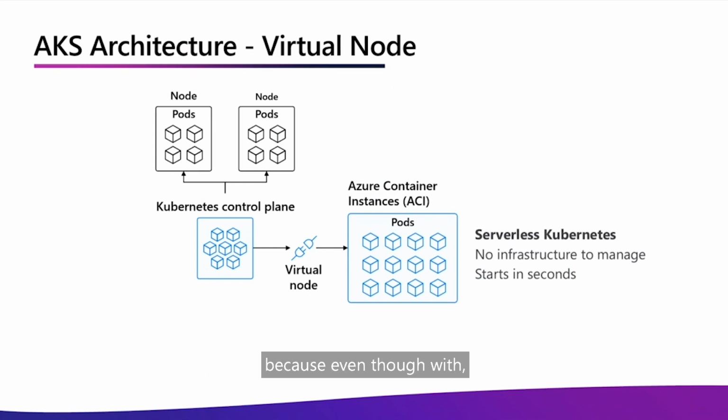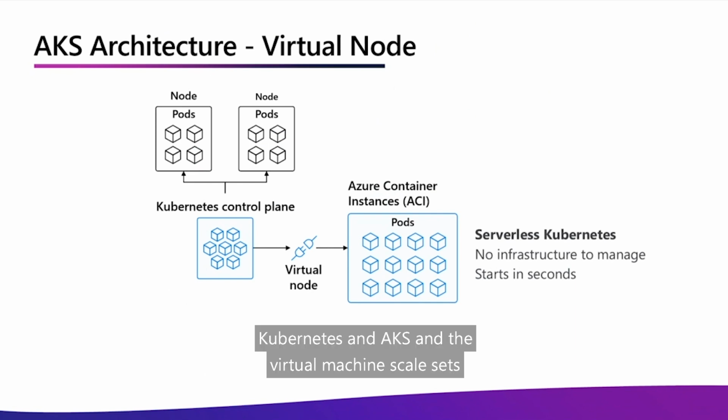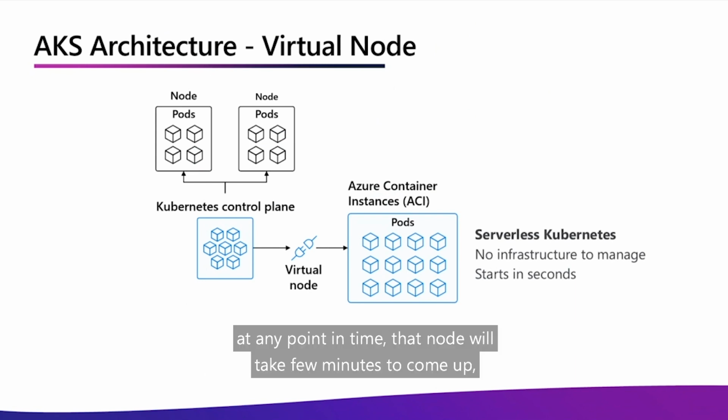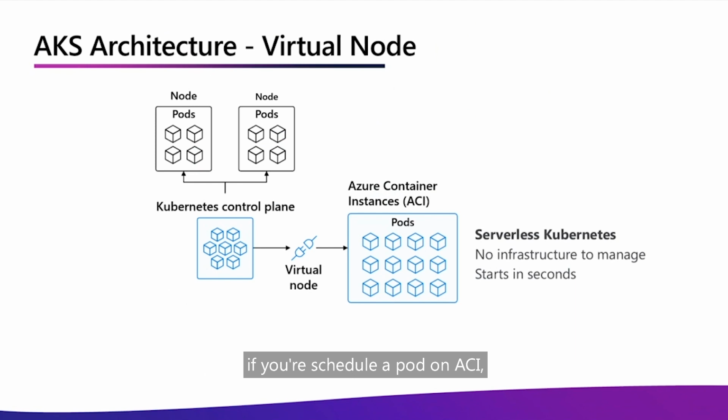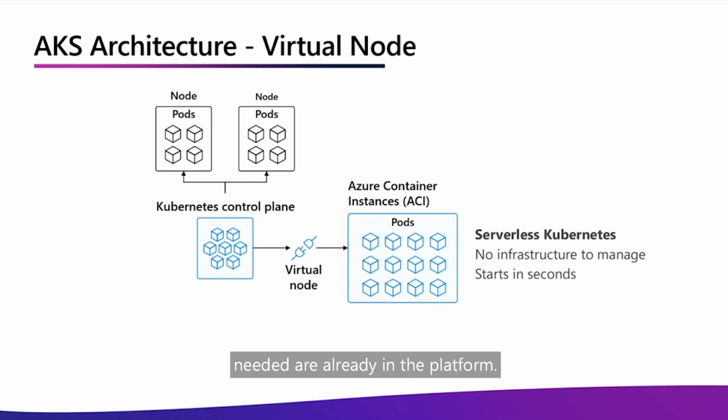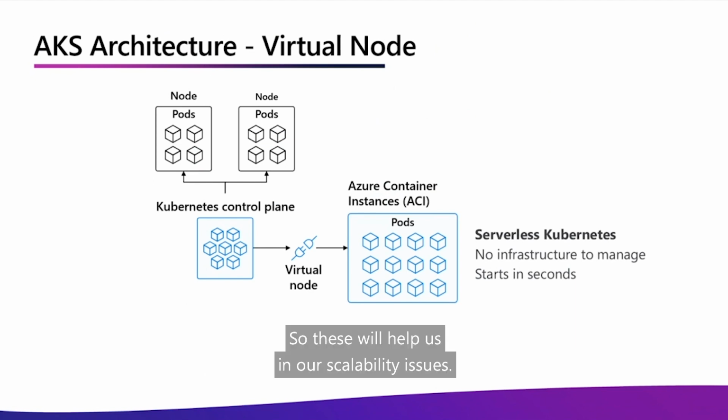And it's actually much faster because even though with Kubernetes and with AKS and the virtual machine scale set, we can add a node at any point in time, that node will take a few minutes to come up, maybe 2 or 3 minutes. But with Azure Container Instances, if you schedule a pod on ACI, that will start in seconds because all the infrastructure and all the components needed are already in the platform. So this will help us in our scalability issues.